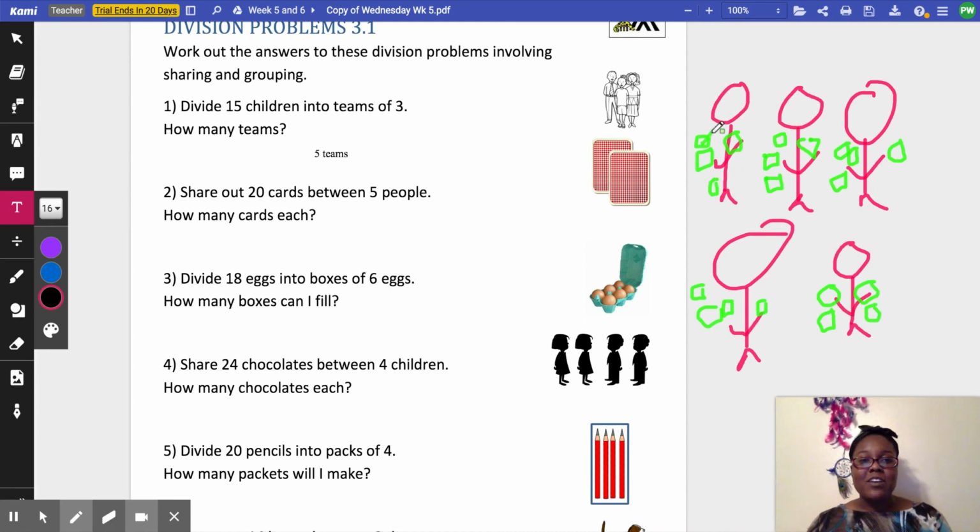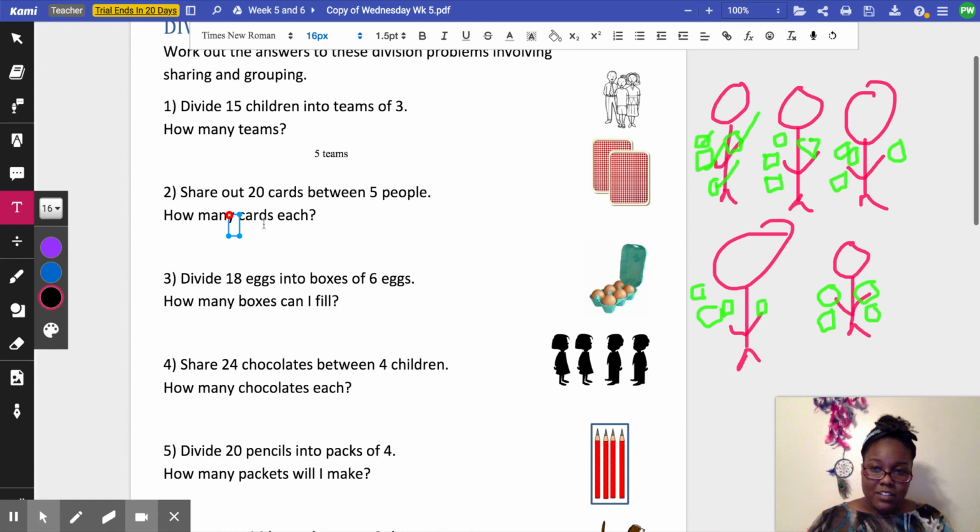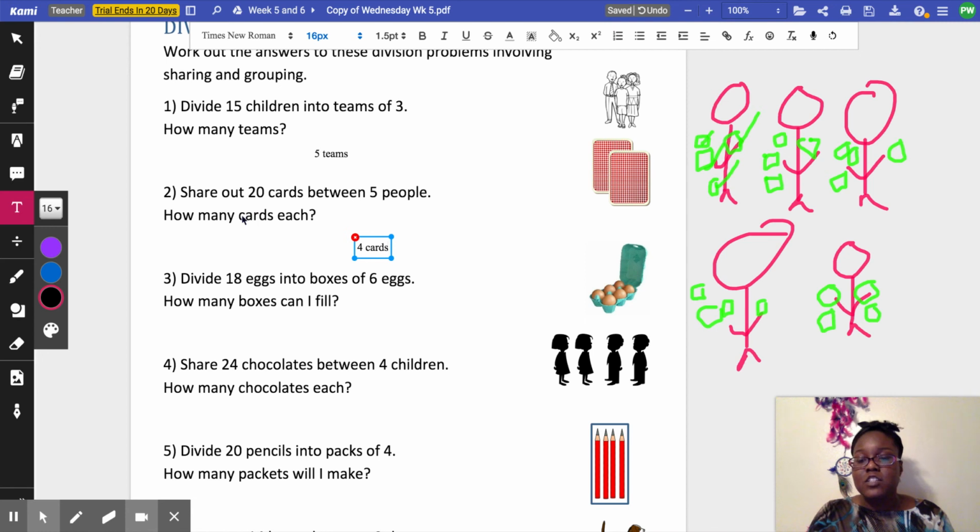They have 1, 2, 3, 4. 4 cards each. Or you could just put 4 cards. Or you could do a complete sentence. Each person has 4 cards.